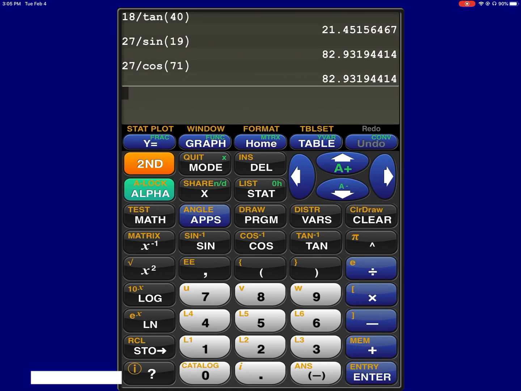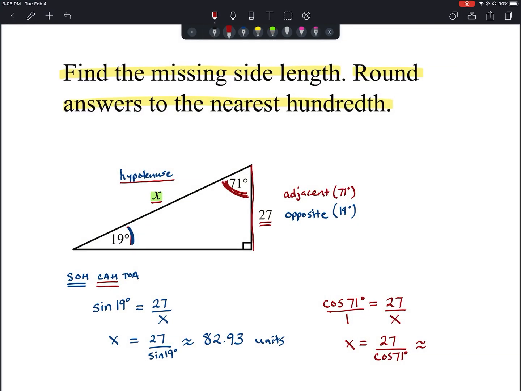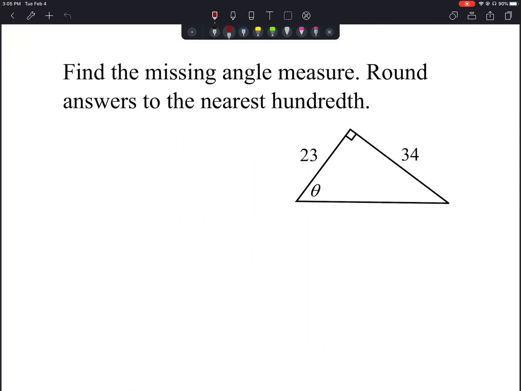So it doesn't matter which angle you use as long as you set up everything correctly. So for this one here, we also get 82.93 units there. So it doesn't matter which angle you choose as long as you set it up correctly with the correct ratios. Let's move on.